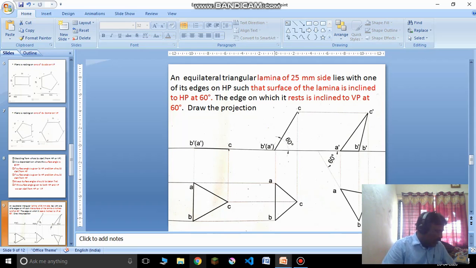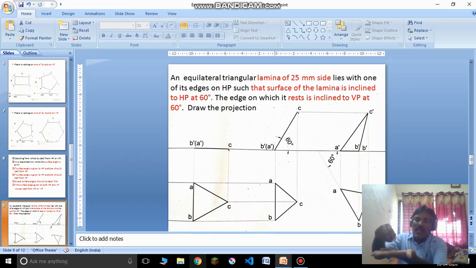What I have done, I will just show once again. In the beginning I kept it like this. I lifted it for 60 degrees. Now still this edge AB is perpendicular to VP only. In the beginning I kept it like that, but he doesn't want that. In the problem he wants this line to be inclined at 60 degrees to VP.